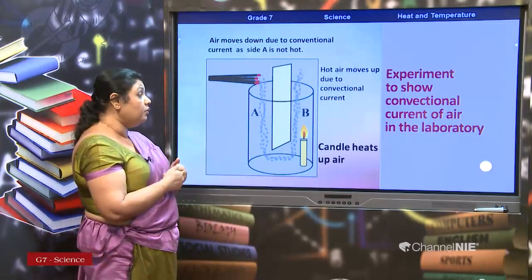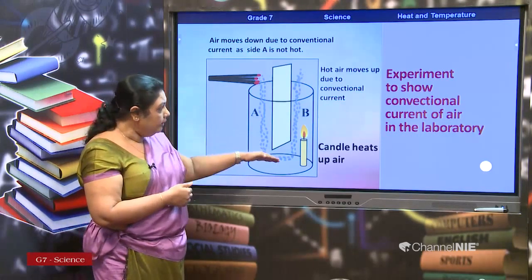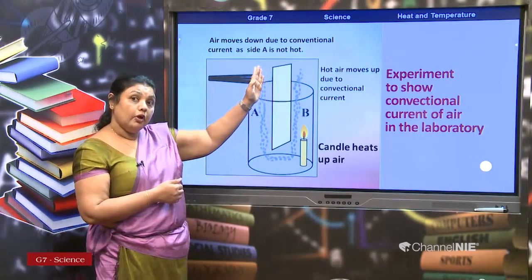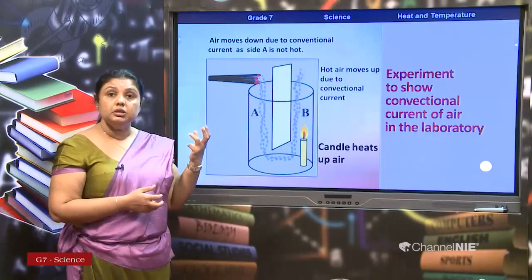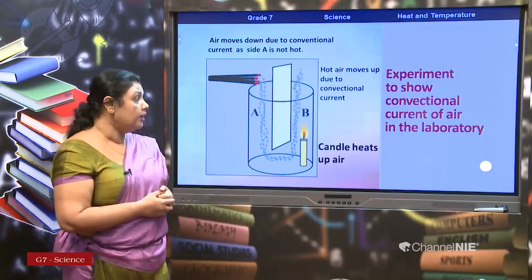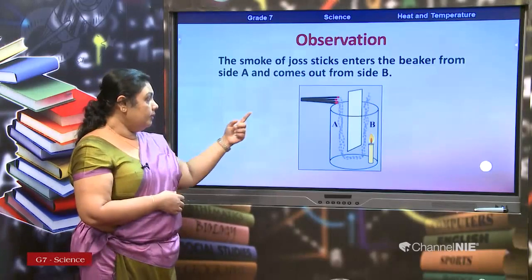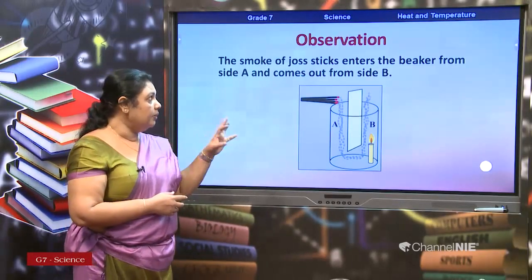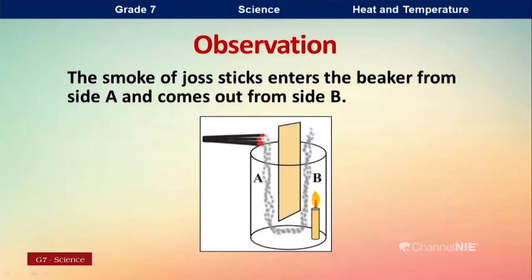So, you saw it very well. It moves down to the cooler area and moves up from the hotter area. So, this is called convectional current in air. Convectional current in air. Right. So, here is the experiment that we did, and you understood how to do it.